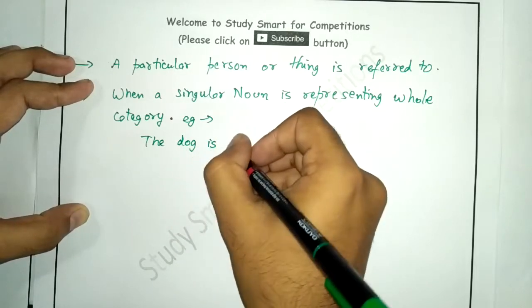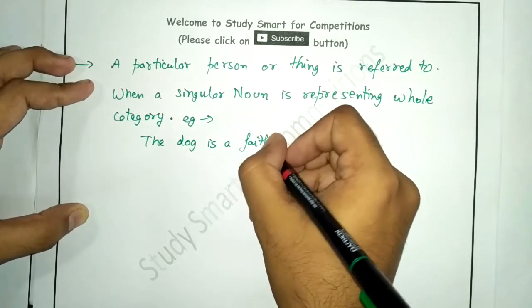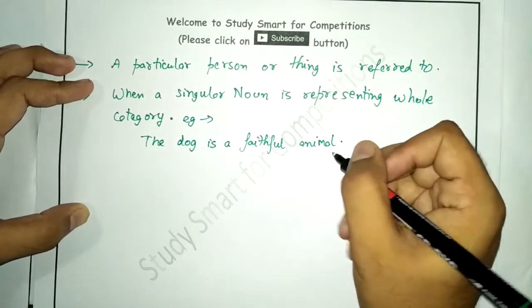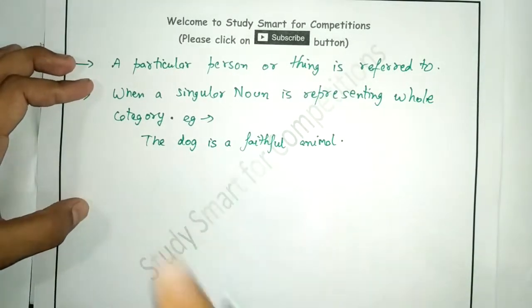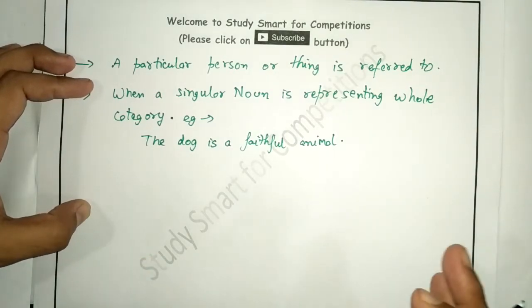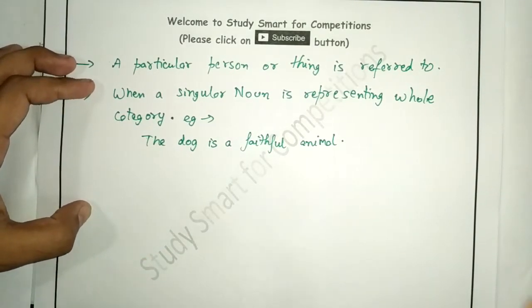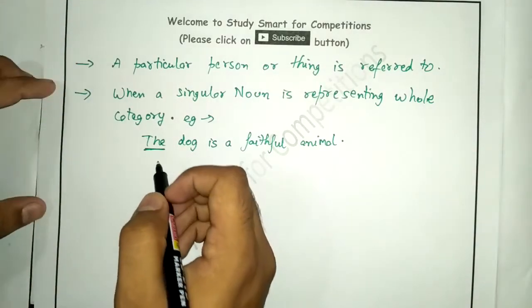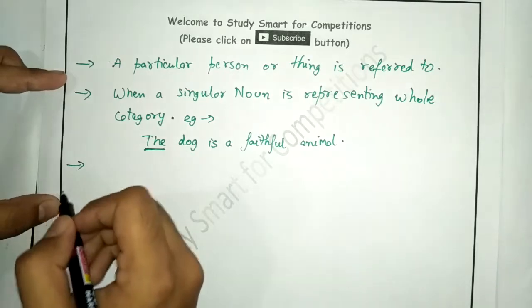The dog is a faithful animal. Friends, here the dog doesn't mean a specific dog. It can say that the dog as a breed or as a whole category is a faithful animal. That's why we have used the before it. All right, moving on to the next point.